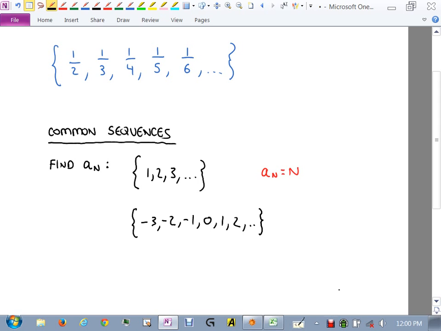Close. N minus 4. So what it is, it's this same sequence, isn't it? But everything has been shifted to the left by 4. Instead of 1, you want negative 3, so you subtract 4 from it. Instead of 2, you want negative 2, so you subtract 4. So these are jumping up by the same amount, plus 1, plus 1, plus 1 each time, just like this was, but the whole thing's been moved. Does that make sense? So we have a sub n equals n minus 4.